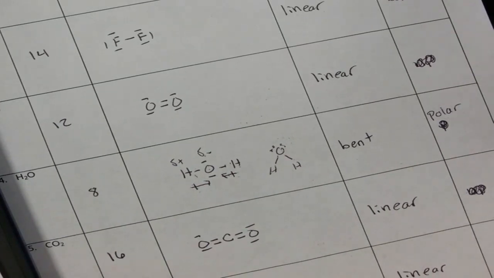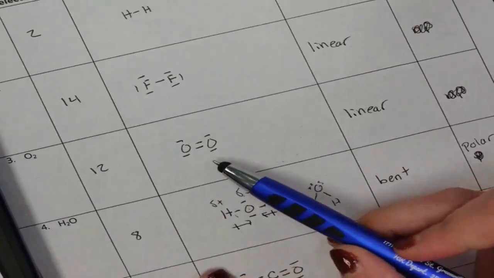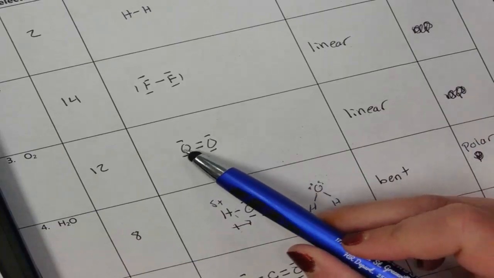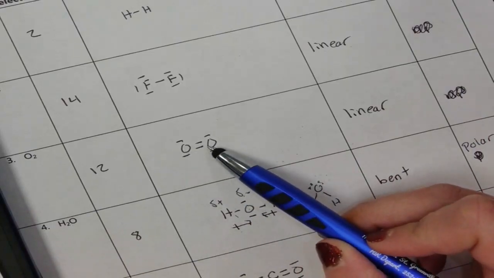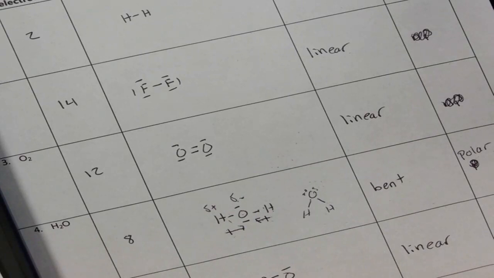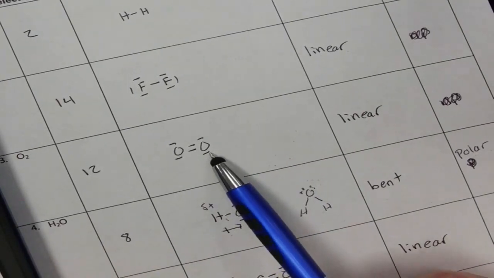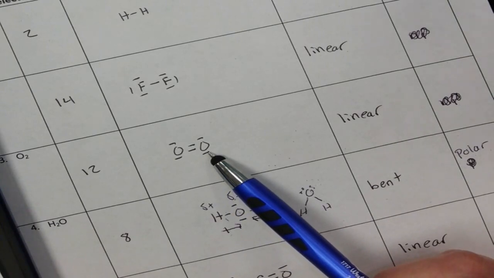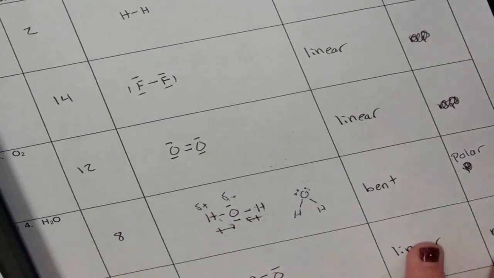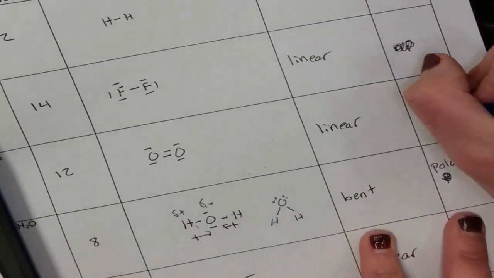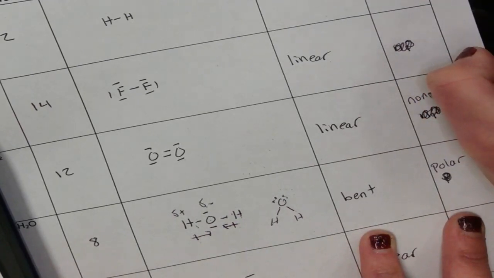When we look at oxygen, for example, these two elements are exactly the same. So there is no dipole. The electronegativity of this oxygen is the same as the electronegativity of that oxygen. So overall, this would be a non-polar molecule.